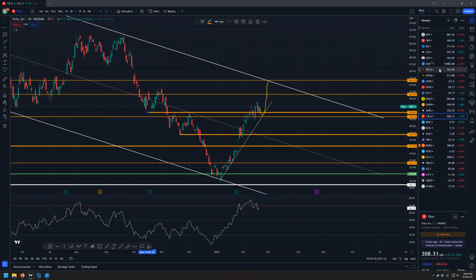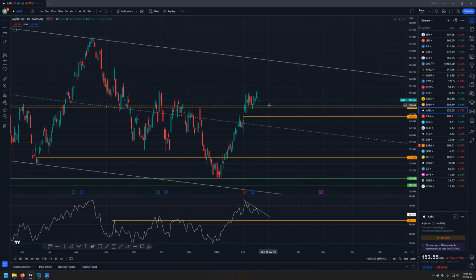And Apple with its 150. And let's say we go down. We go down. Maybe we close, maybe we don't. But we go down and fill this gap here at 147.